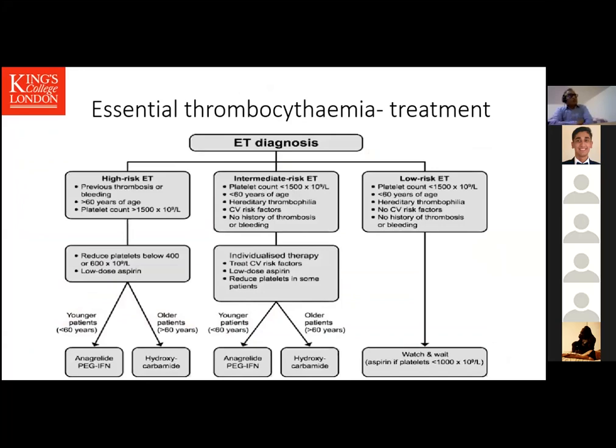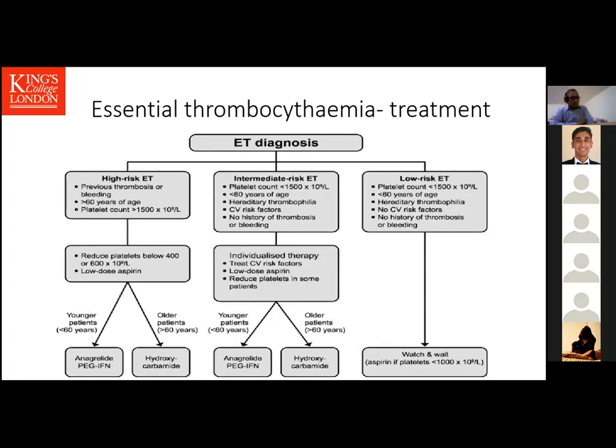So if you talk about how we treat essential thrombocythemia, it can be risk stratified as to how we treat these patients. So if you look at the high-risk patient, who are the patients who are absolutely requiring treatment? If you have got previous thrombosis or a bleeding, regardless of what your count is, you must go for treatment. If you are above 60 years old, regardless of what your platelet count is, you should go for treatment. And if you have got nothing of the previous two, but you still have got a high platelet count above 1500, you must start the treatment.